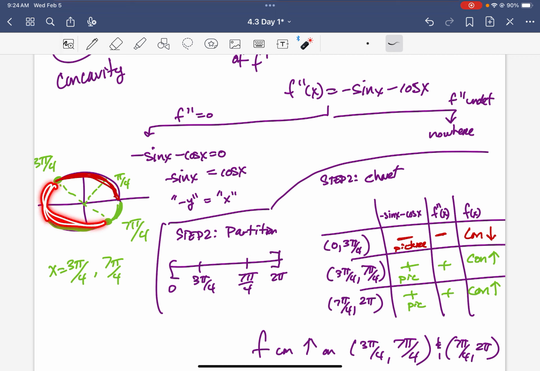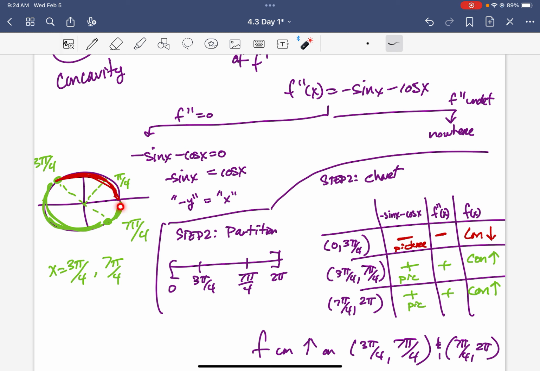Here is 3 pi over 4 to 7 pi over 4. Again, another quadrantal angle is going to help me out. This is 0, negative 1. So if I take negative, negative 1, that's going to be positive 1 minus 0. It seems like my second derivative is going to be positive in here from the picture. So that's why I get concave up.